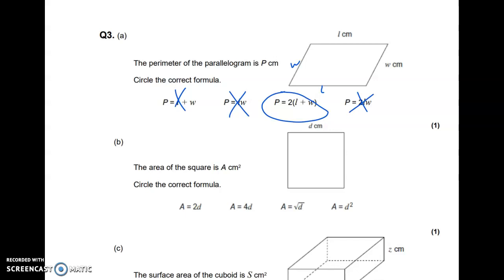So the area of square A is A centimetre squared, so what's the correct formula? So D's there, yep, so D times D, so that's your area there, D squared.